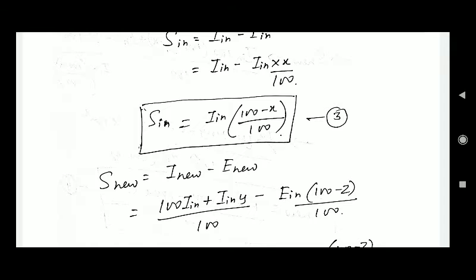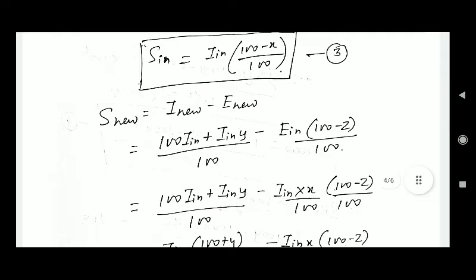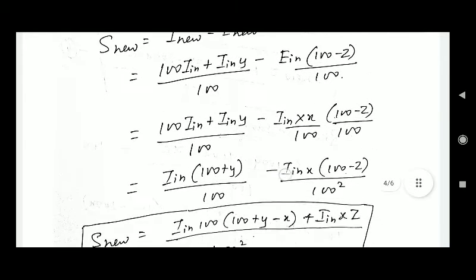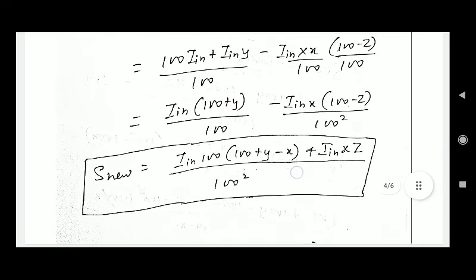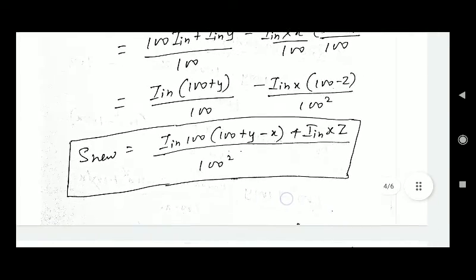Now the new savings will be revised income minus revised expenditure. So after solving, it turns out to be this. So this equation is also of quite huge importance.